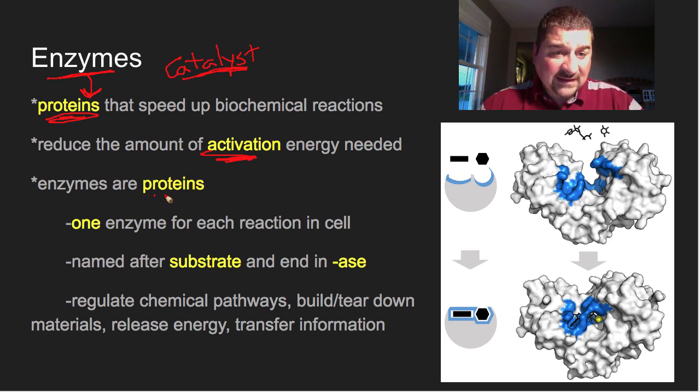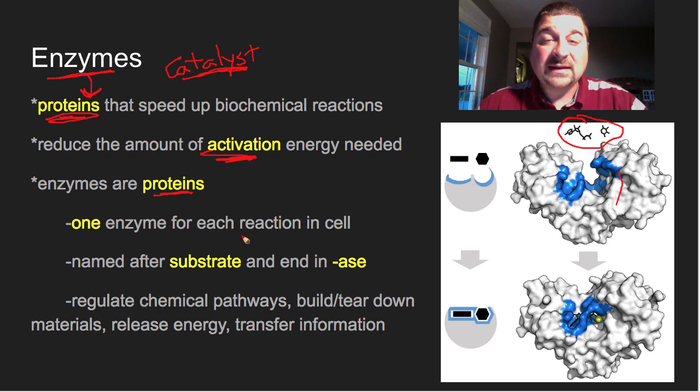Again, I said they're proteins, and over here you can kind of see an example. Here's a kind of a quaternary shape of protein, might be several polypeptides in there, and here are our reactants right here that we're going to put together. There is one enzyme in the cells in your bodies for every chemical reaction that needs to take place. So you have a whole lot of enzymes in your body.